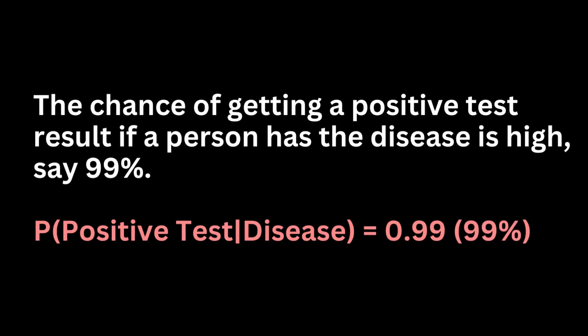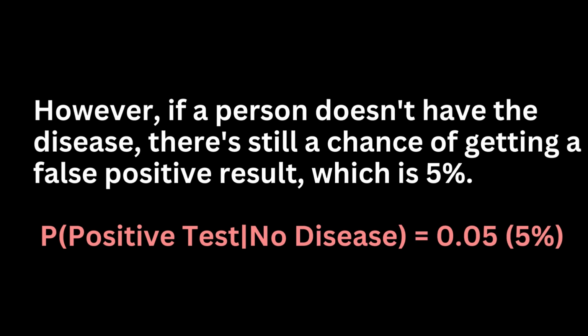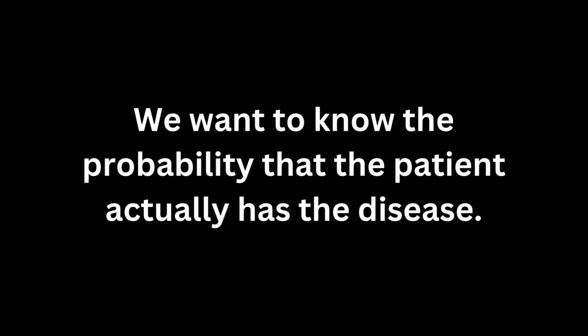The chance of getting a positive test result if a person has the disease is high, say 0.99. However, if a person doesn't have the disease, there is still a chance of getting a false positive result, which is 5%. So, the probability of having a false positive result is 0.05. The patient takes the test and the result comes back positive. Now we want to know the probability that the patient actually has the disease.